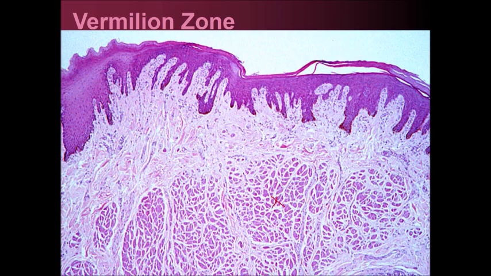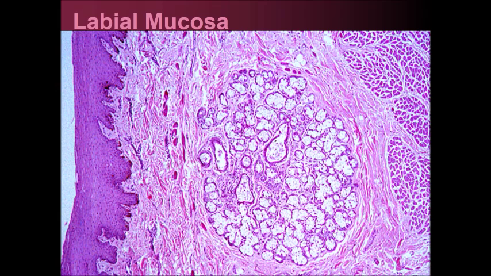You can see the transition between this area and this area. Thick non-keratinized epithelium, thin keratinized epithelium, vermilion border, and the labial mucosa. Here you can identify muscle tissue. You can identify minor salivary glands in the lamina propria.